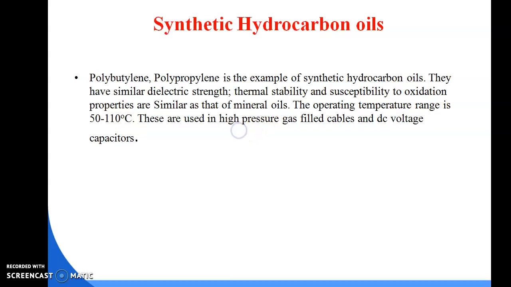Okay, so synthetic carbon oil. Generally we know that carbon oil is used everywhere. Polybutylene and polypropylene are examples of synthetic hydrocarbon oil. They have similar dielectric strength, thermal stability, and susceptibility to oxidation as mineral oil. The operating temperature range is 50 to 110 degrees centigrade. They are used in high pressure gas-filled cables and DC voltage capacitors.